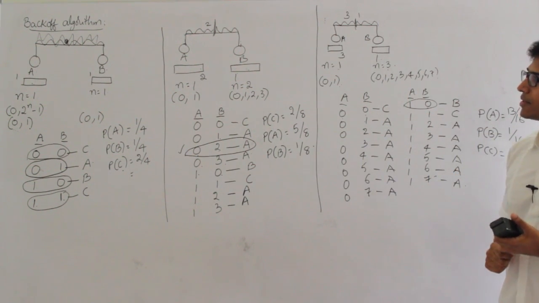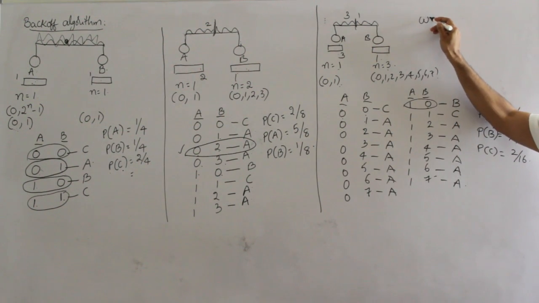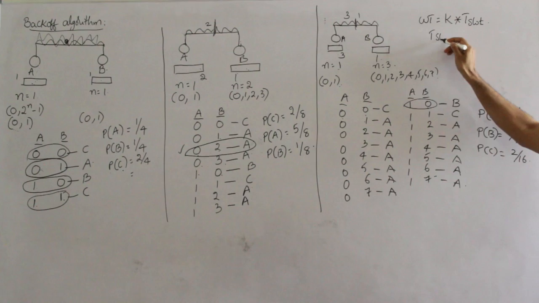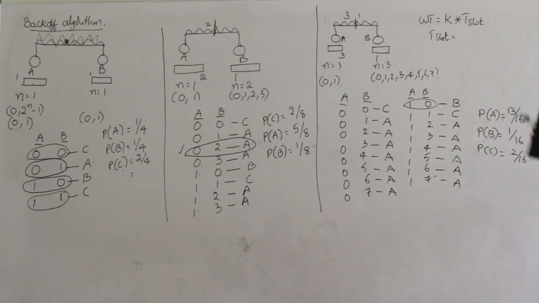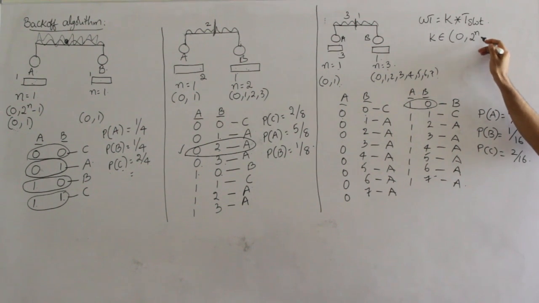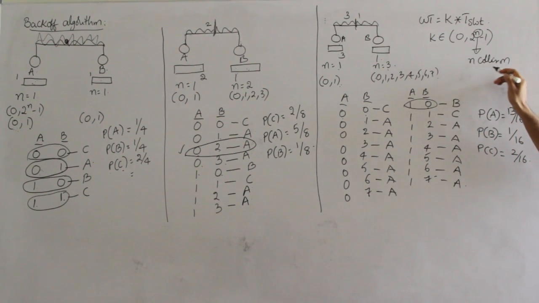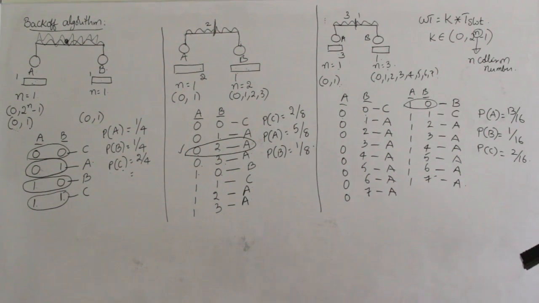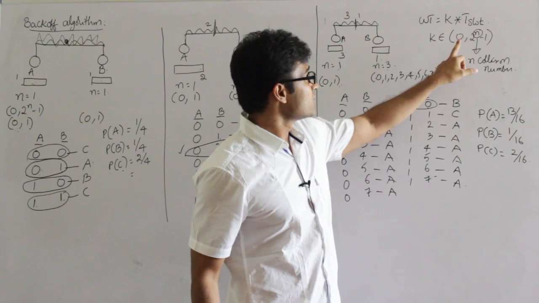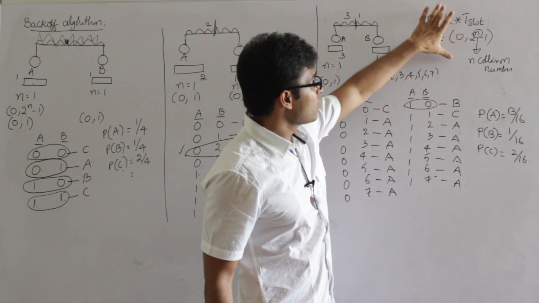So what is the main purpose of the back-off algorithm? Using the back-off algorithm, we get the waiting time, right? So what is waiting time? Waiting time is K into some time slot. Now what is a time slot? A time slot is some fixed value according to the network, right? Then what is this K? K is a number randomly chosen from the range 0 to 2 power n minus 1, where n is the collision number for the packet. Okay, understand this. Waiting time for a station is equal to K into time slot, where K is in the range 0 to 2 power n minus 1, and n is the collision number, right? Depending on this, we get the waiting time.